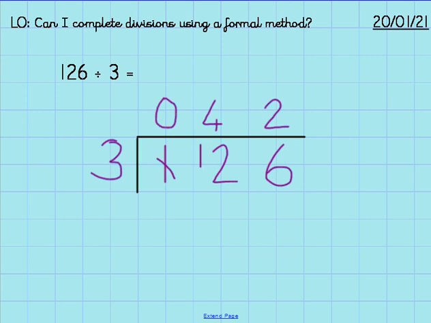So we're using that bus stop method to carry across, to exchange any remainders in here. We need to just carry them in, and we're just going to work across one digit at a time, with the answer going directly above.